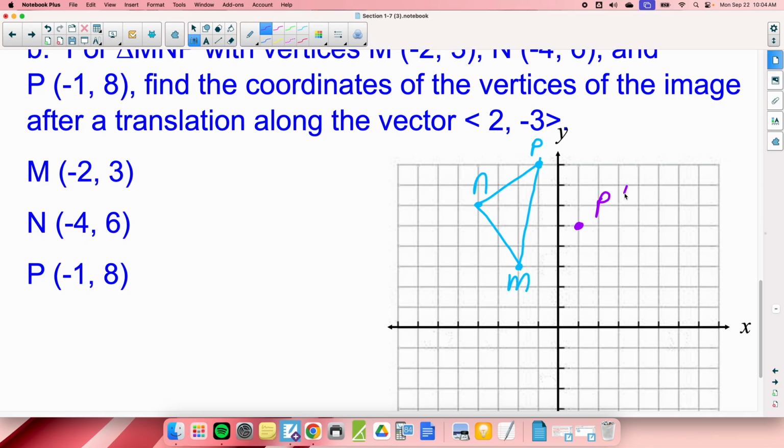For N, if I go 2 to the right and down 3, notice my new N maps right onto my M, and that's okay, that happens sometimes. And then my M, if I go 2 over and 3 down, that goes right here. And then when I make that new figure, that is what it looks like. Is that okay? Everybody understand translations? Not too bad? Okay.